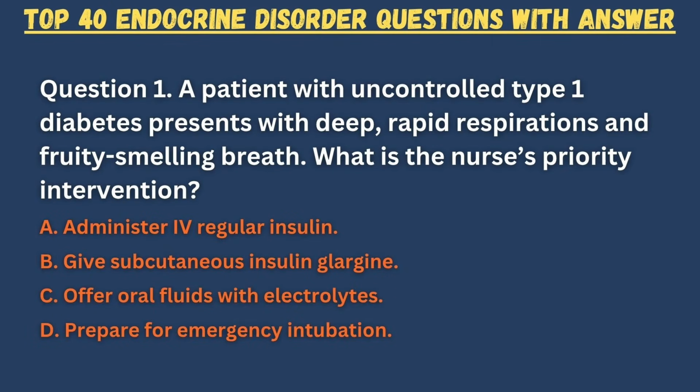Question 1. A patient with uncontrolled type 1 diabetes presents with deep, rapid respirations and fruity-smelling breath. What is the nurse's priority intervention? A. Administer IV regular insulin. B. Give subcutaneous insulin glargine. C. Offer oral fluids with electrolytes. D. Prepare for emergency intubation.